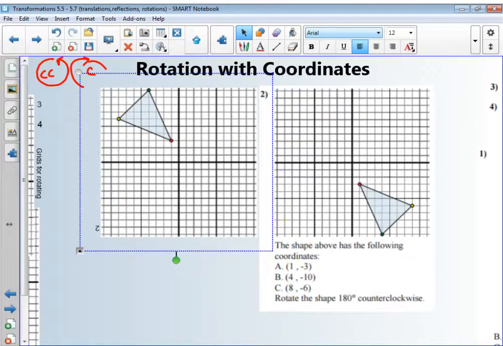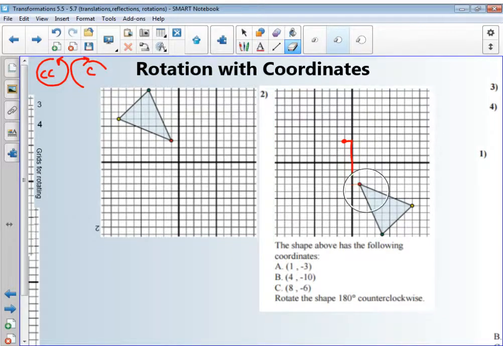Okay, so for those of you that like to count it out, you don't need that visual that I have on the left-hand side. Well, to get to our red point from the origin, we went down and to the right 1. So if I'm going 180 degrees, I'm going the exact opposite. I'm going to go up 3 and to the right 1 and put my point. Okay, so there's where my yellow or my red dot is.